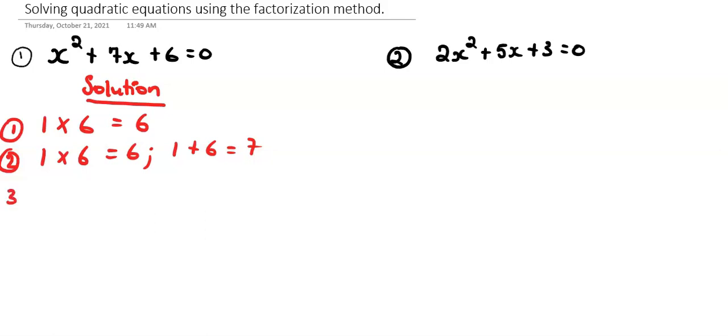All right, so step number 3 is to rewrite the quadratic equation. That is x squared plus 1x plus 6x plus 6, and that is equal to 0. In case you're wondering where the 1x comes from, the 1x is coming from there, guys. 6x is coming from there.